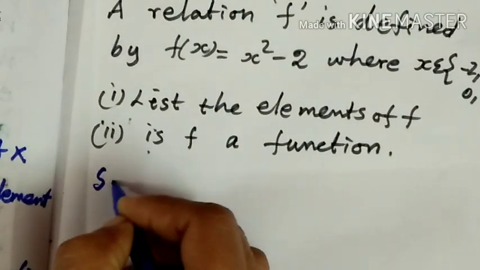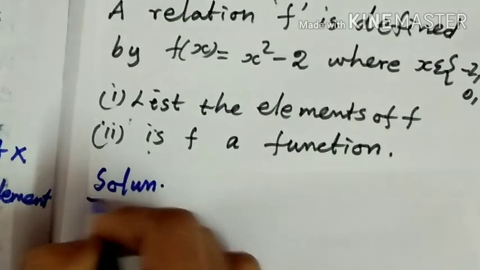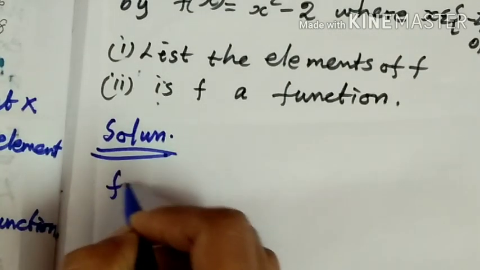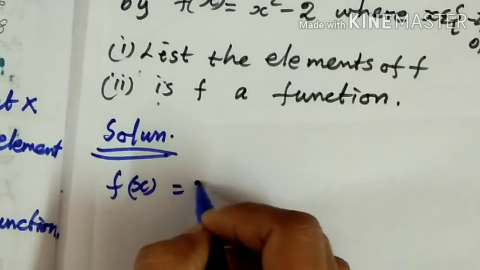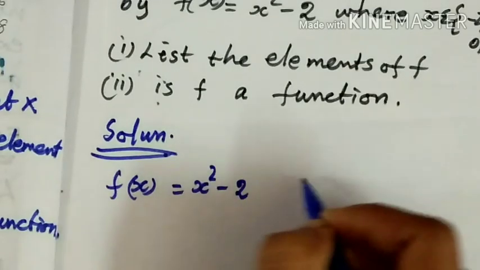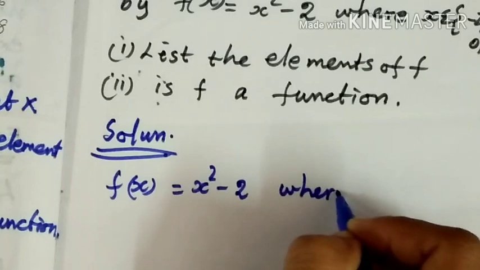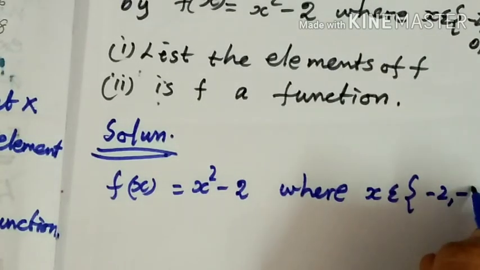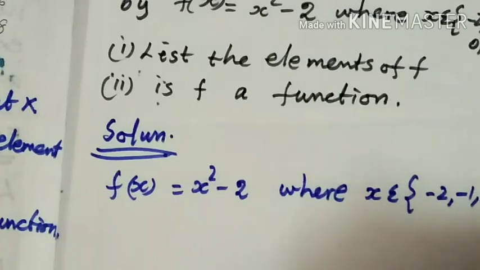So these relation ordered pairs are called the list of elements of f. Then next we have to find out whether f is a function or not. Solution. First you take down and write the given: f(x) equal to x square minus 2 where x belongs to {-2, -1, 0, 3}.